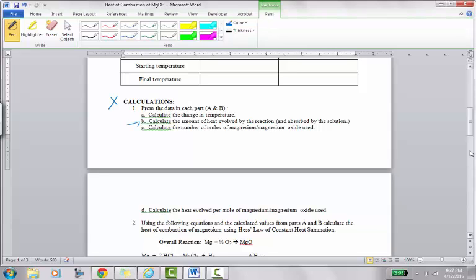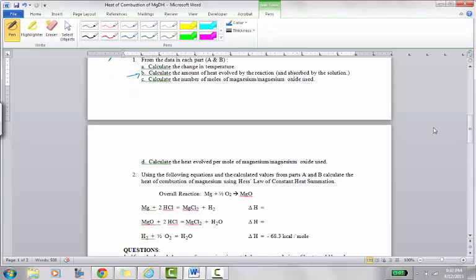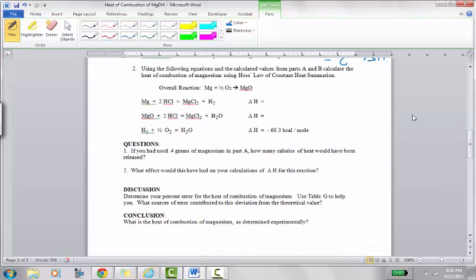The moles of magnesium, or magnesium oxide, you can calculate using the GFM for magnesium or magnesium oxide, and the heat per mole. So this is where you're going to take the heat that you calculated in part B, and divide it by the number of moles of magnesium or magnesium oxide that you used. And that's how you're going to get that value. That's going to give you your delta H, your enthalpy change for each reaction. And those values are going to go here. Your answers need to be in kilocalories, careful, kilocalories per mole for both of them.